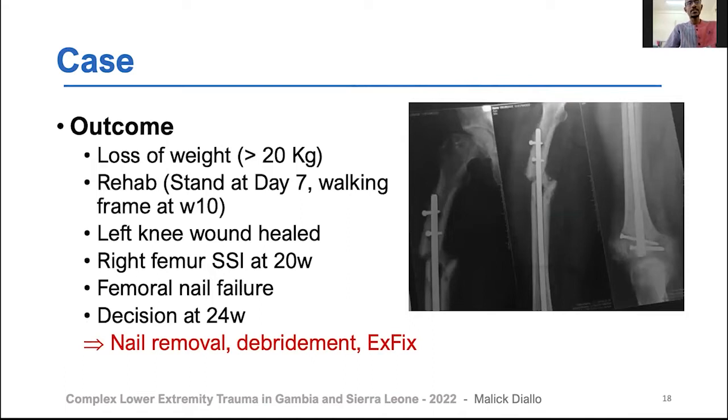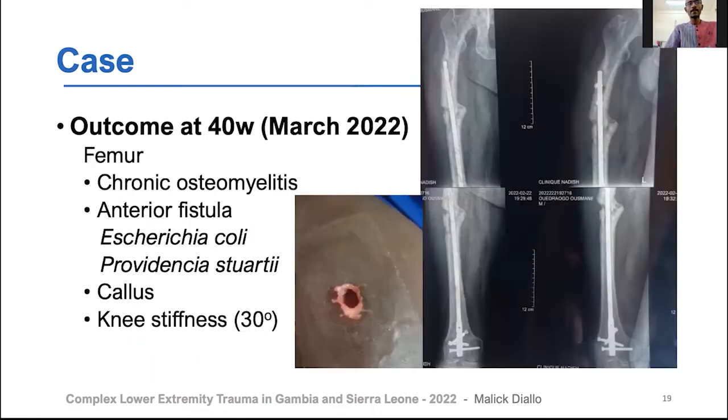Things went bad after that. The patient lost 20 kilos. He started rehab at day 5, and for the right knee, it was okay. The wound healed, but for the femur, he started to complain of pain, and the nail failed. We decided after 24 weeks to remove the nail and to put an X-fix. The patient refused to have an X-fix. Next slide. And after 40 weeks, he had a large anterior fistula, with two bacteria found equally. But we had some consolidation, some union on the medial side, but the knee was stiff. Next slide.